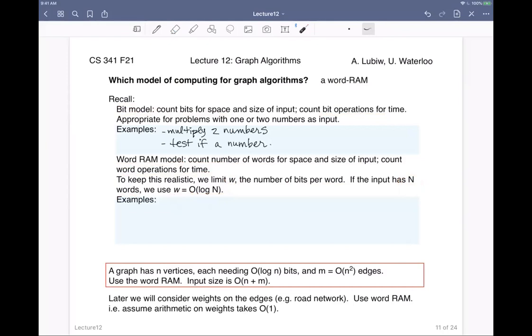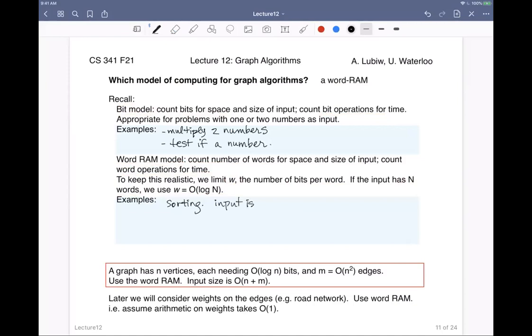So that is a reason why we should not say that W is a constant. And on the other hand, we don't want W to be even larger than that, because then we get the danger of sort of cheating and cramming too much into a single word. So examples here are sorting. The input is n numbers.